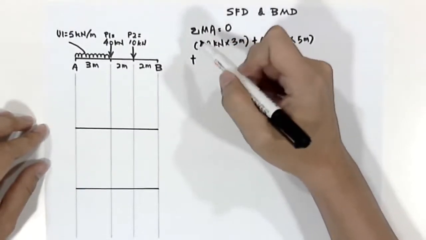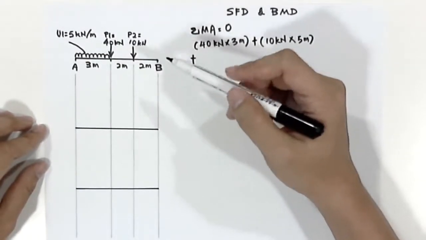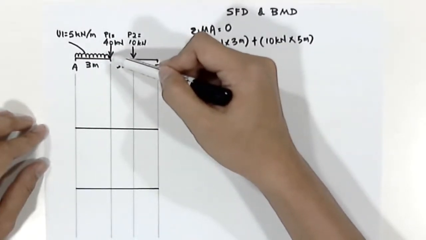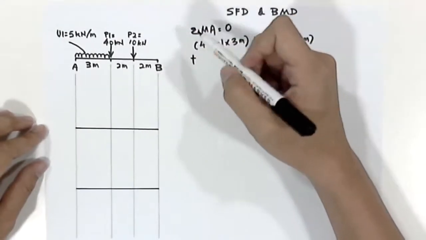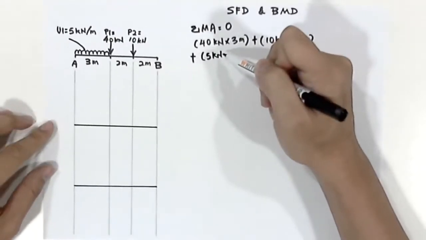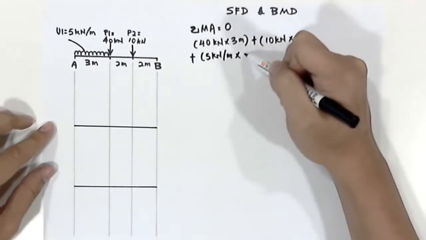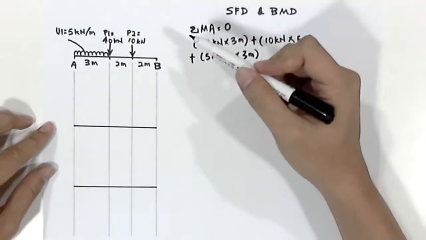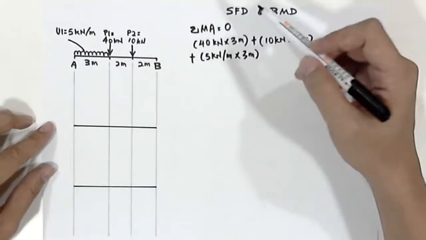Plus, this time we have to convert the uniform load U1 into a point load acting at the middle of the span of that particular uniform load. So how we go about this is 5 kilonewton per meter times 3 meter. This is to get the total load coming from the uniform load 1, U1.